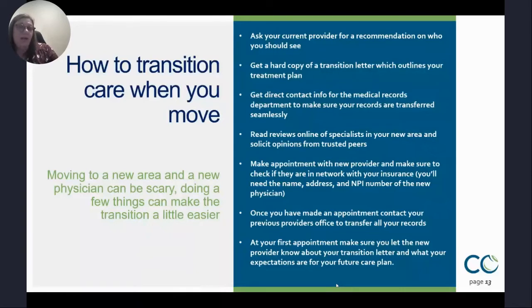Once you've done all that and you've picked a provider, make an appointment with your new provider and make sure to check if they're in network with your insurance. To do that for yourself, you'll need the name, the address, and what's called the NPI number of your new physician. And that's a National Provider Identifier number. Every doctor has one, and it's not private information. You can even Google it.